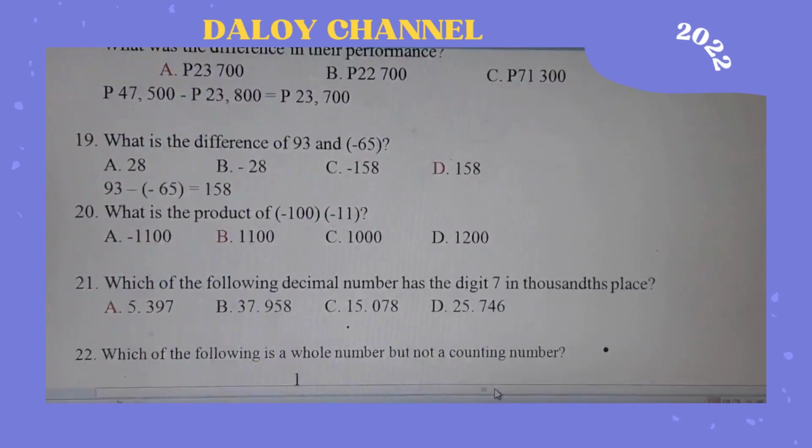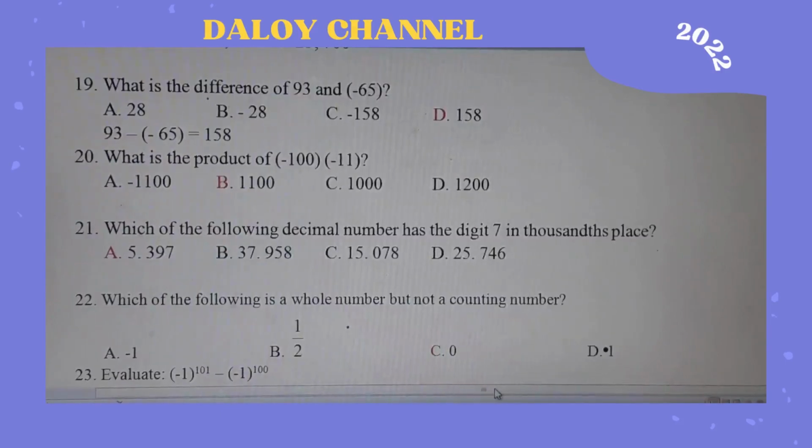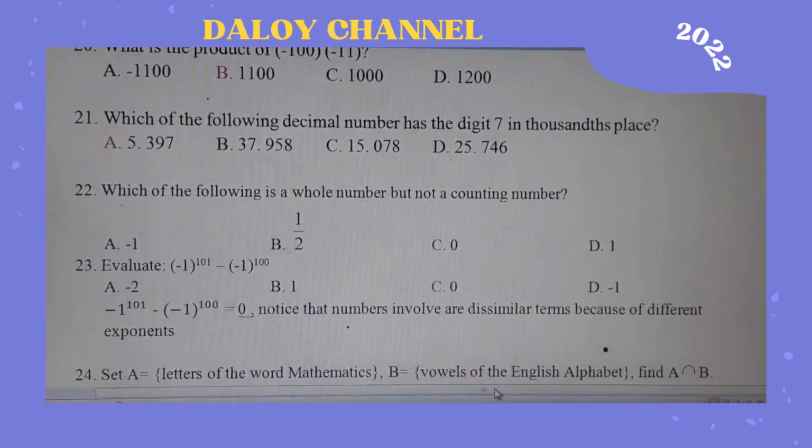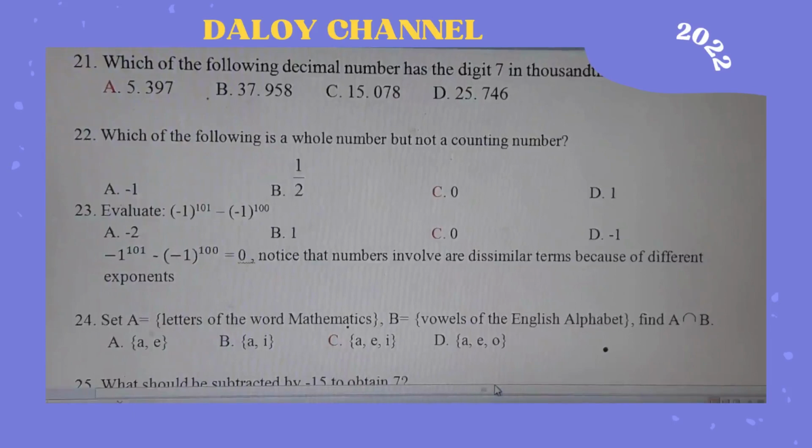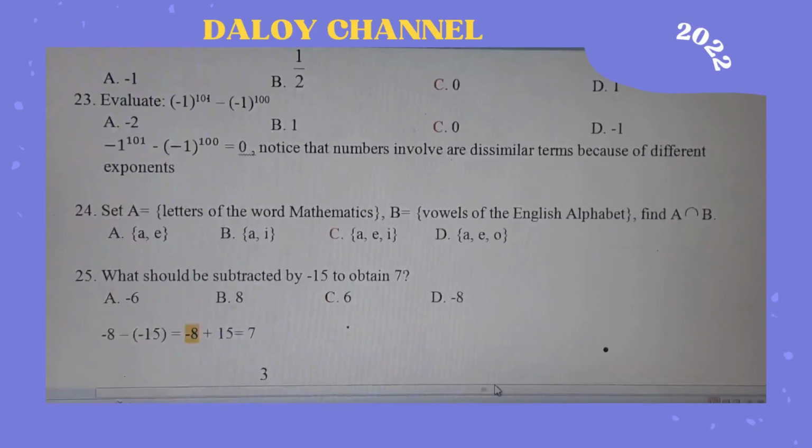Question number 19. What is the difference of 93 and negative 65? Number 20. What is the product of negative 100 times negative 11? Number 21. Which of the following decimal numbers has the digit 7 in the thousands place? Number 22. Which of the following is a whole number but not a counting number? Number 23.